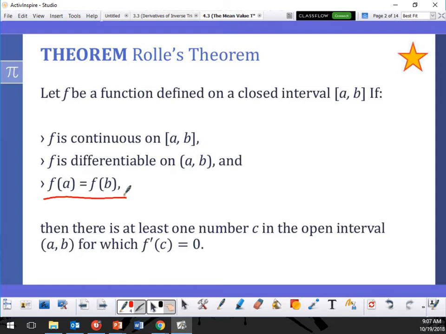That's quite specific. That means that this and this are equal. My endpoints are the same values. Okay? My endpoints are the same values. So that's quite specific in Rolle's theorem. Then there's at least one number C in the open interval from A to B in which f prime of C is equal to 0.